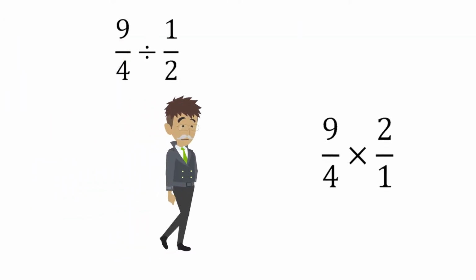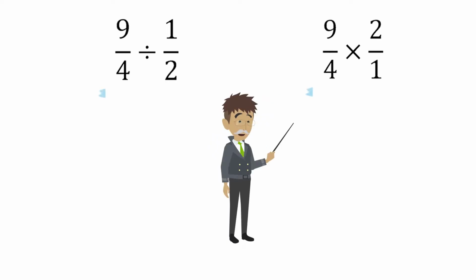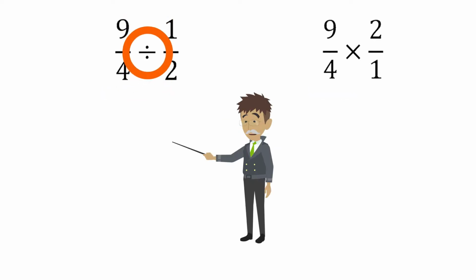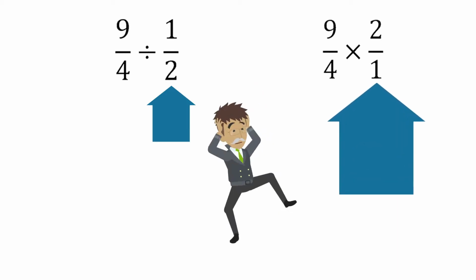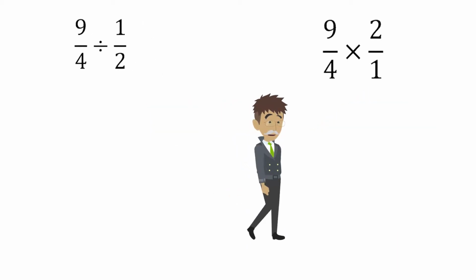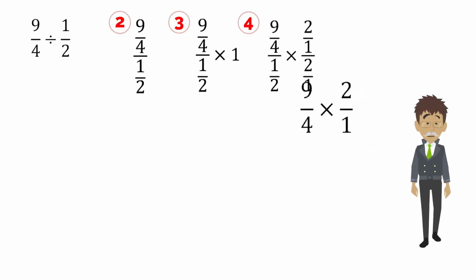Notice the similarities and differences to the original statement. The dividend, 9/4, stayed the same. Division has been replaced with multiplication. And the divisor, 1/2, is replaced by its reciprocal, 2 over 1. This is the magic that happens when we convert from a division problem to multiplication.